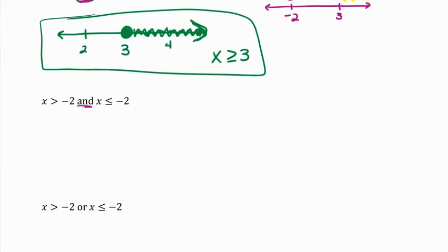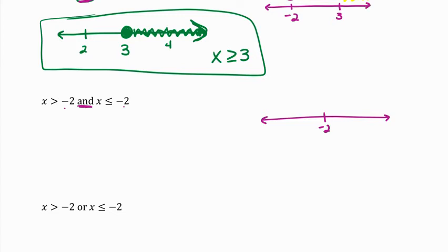This is another and, right? So we're looking again, when we do our graph, we're going to look for where they overlap. All right, so we'll make our little sketch off here to the side. And both of these are at -2. So really all we need on our graph here is -2.